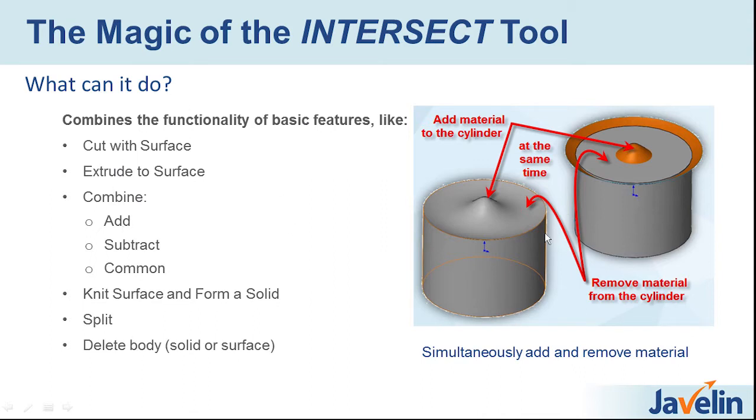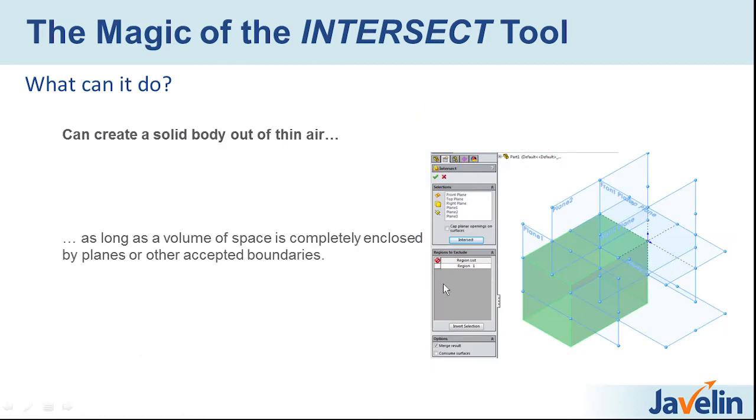It's great because, as you can see, it replaces a lot of old tools. It allows you to add and to remove geometry from a solid at the same time. For a challenge, ask your colleagues if they can create a solid out of thin air, no sketches. And then show them how easy it is to just create six planes that are completely encompassing a volume, and by using Intersect, you can fill that volume with a solid.